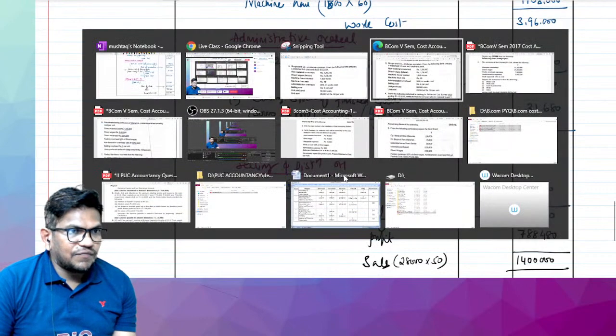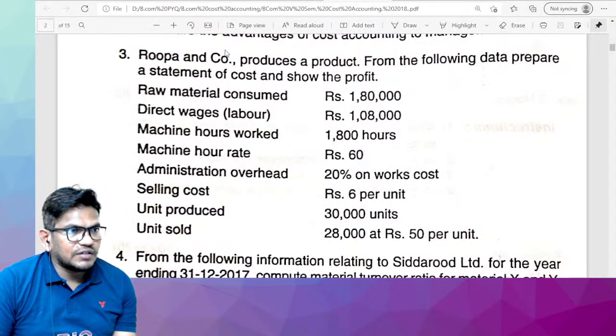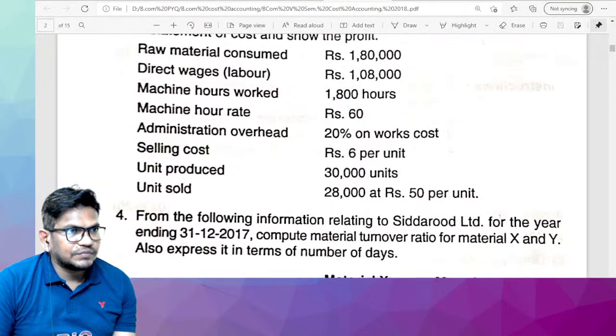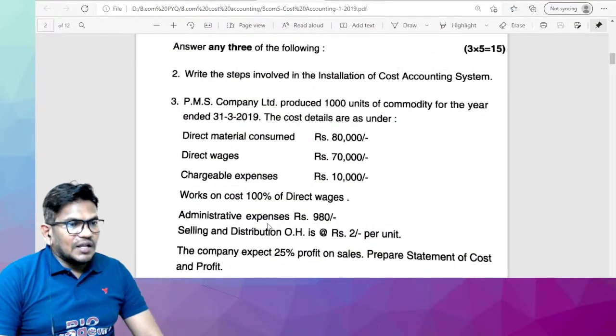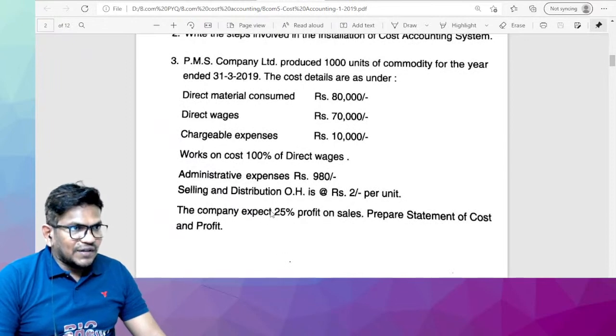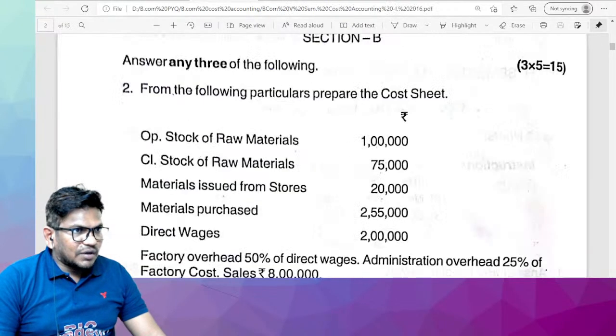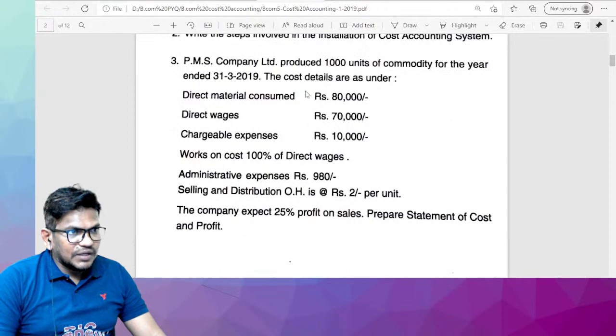Okay, perfect. Next question is here. Okay, this is the last question of today's class because after this I want to solve 15 marks. We have one more here. Okay, let's solve this.